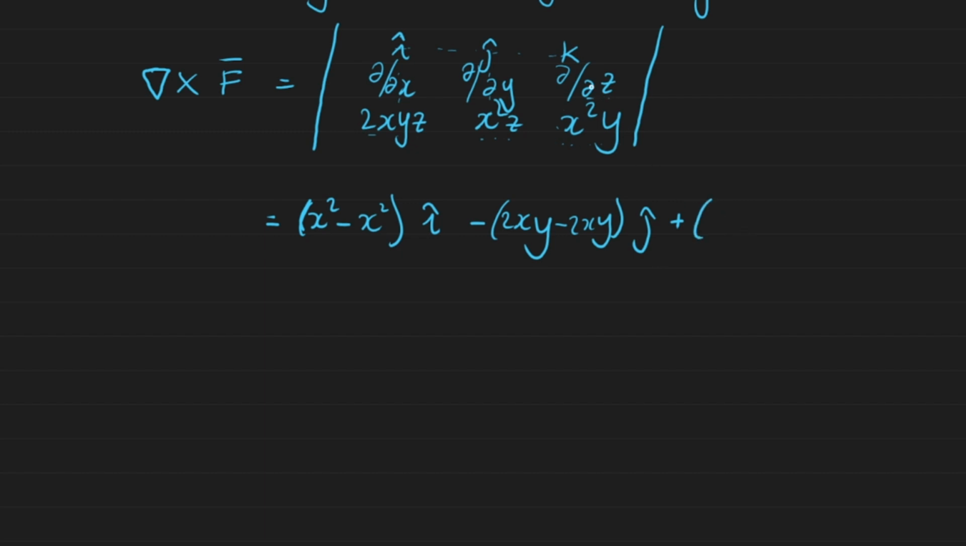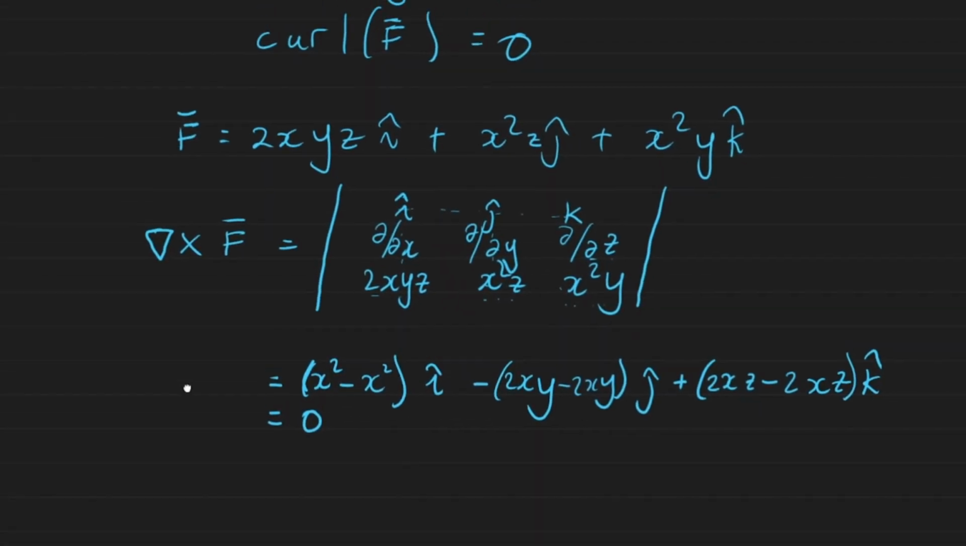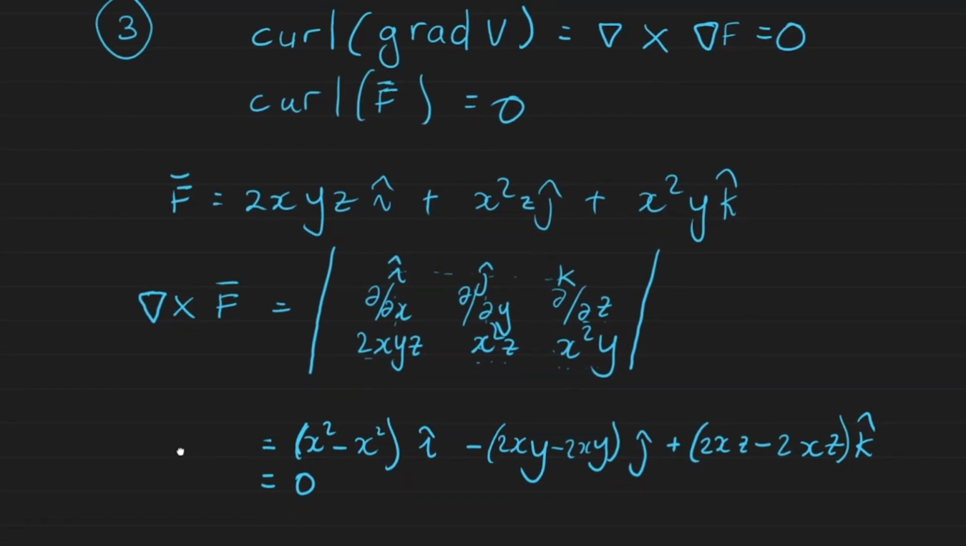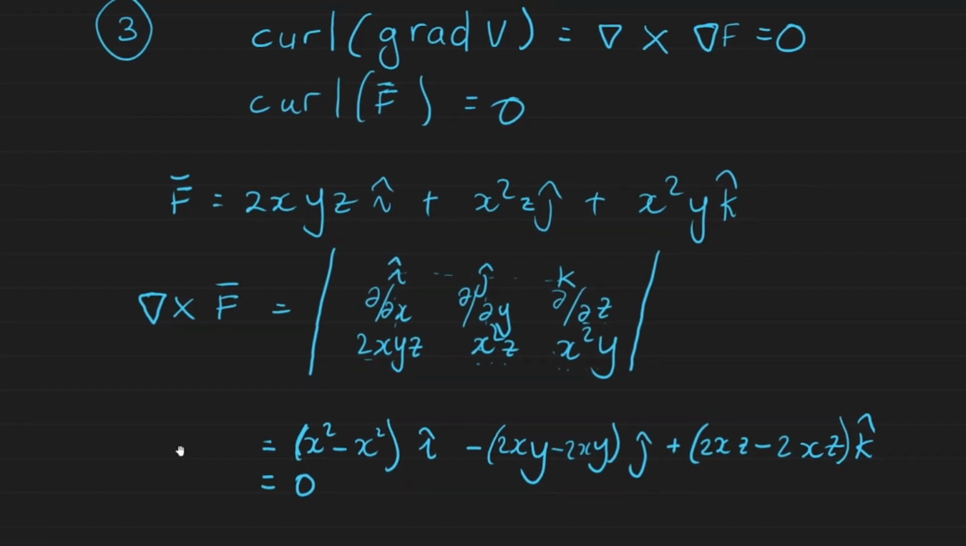And lastly, we do it with k. So it's the derivative of x squared z with respect to x, which is 2xz. And then lastly, the derivative of 2xyz with respect to y, we get 2xz. You can see that this entire thing just becomes 0. So this is the third way of checking if a vector field is conservative. Each of these ways can be done independently to verify if a vector field is conservative.